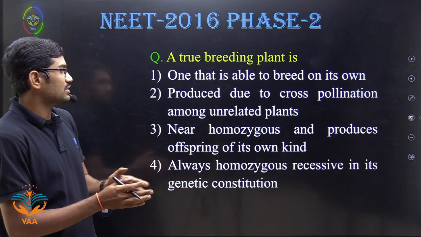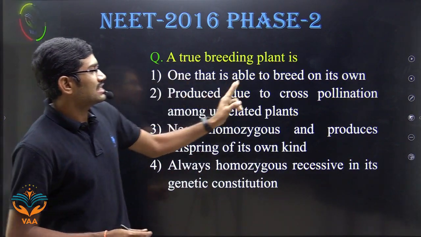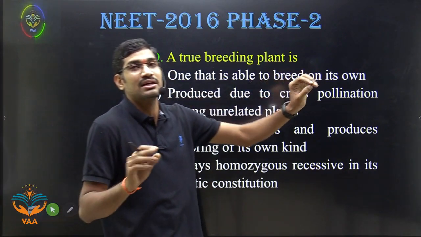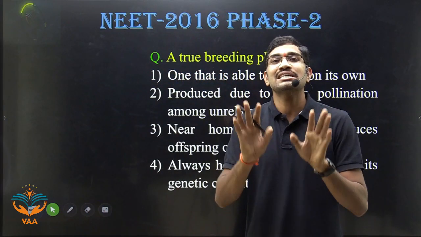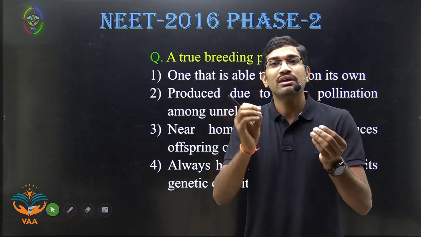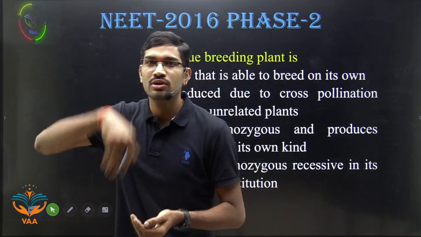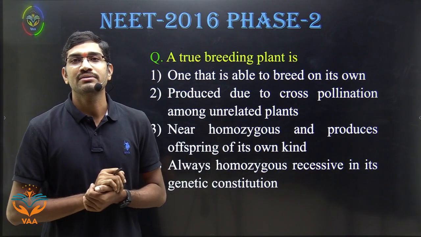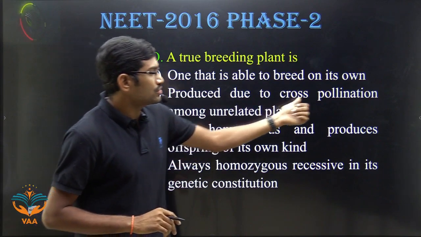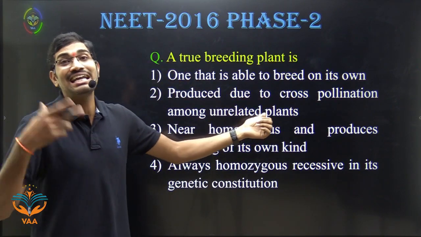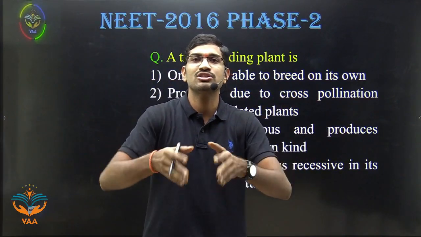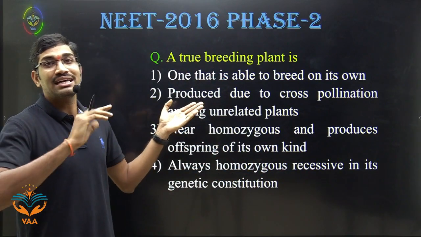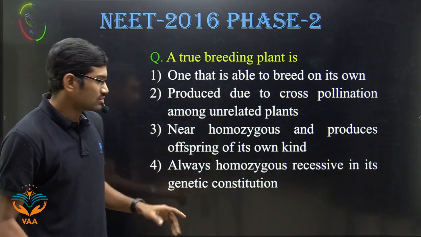So here, out of these options, if we go through this, one that is able to breed on its own is not the true breeding. Please remember, breed on its own means it is undergoing self-pollination. That is good. So if we clearly see, capital T small t can also undergo self-pollination, it can also breed on its own. It is not true breeding. Yes or no? So here, produced due to cross-pollination among unrelated plants. How will unrelated plants give homozygous condition? These may not give homozygous all the time, and that too they are unrelated plants. So this is also not correct.